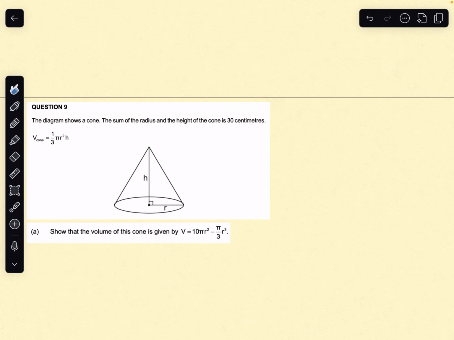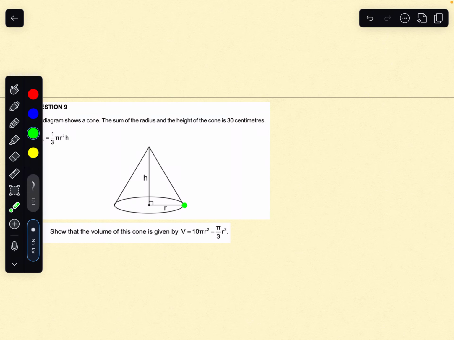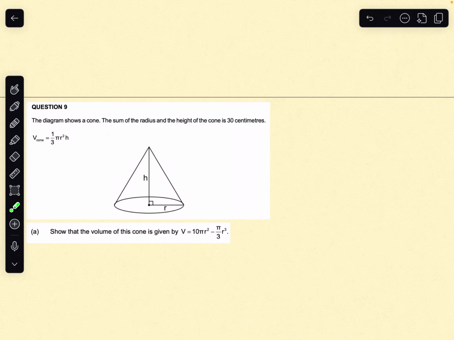Today we're rambling about IEB's May 2025 paper 1, question 9. The diagram shows a cone. The sum of the radius and the height of the cone is 30 centimeters. So this could be 10 and 20, or 5 and 25, or half a centimeter and 29.5 centimeters, but the sum of the radius and the height of the cone is 30 centimeters, and this basically gives us a relationship that links the radius and the height.